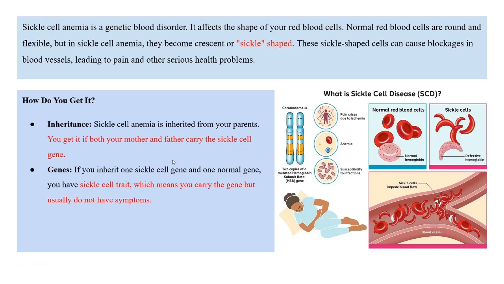So if one of the parents has a sickle cell gene, and you inherit one affected gene but the other gene is normal, then you will be a carrier of the sickle cell trait, and you will not have any symptoms. Mainly, because it affects the red blood cells, it leads to anemia, susceptibility to infection increases, and pain crises occur due to the lack of blood supply to the tissues.